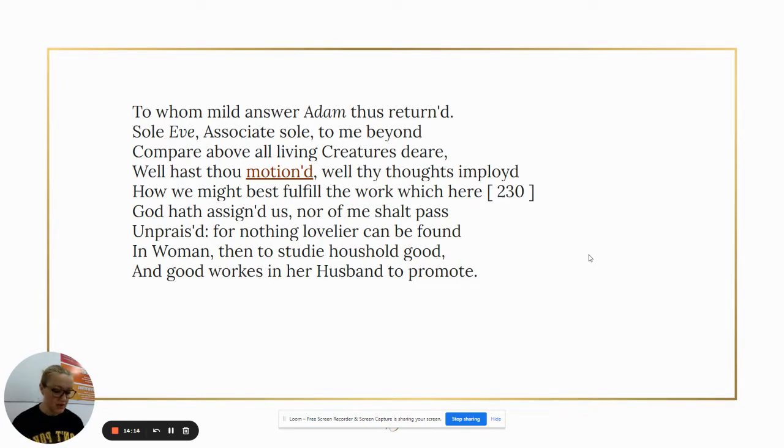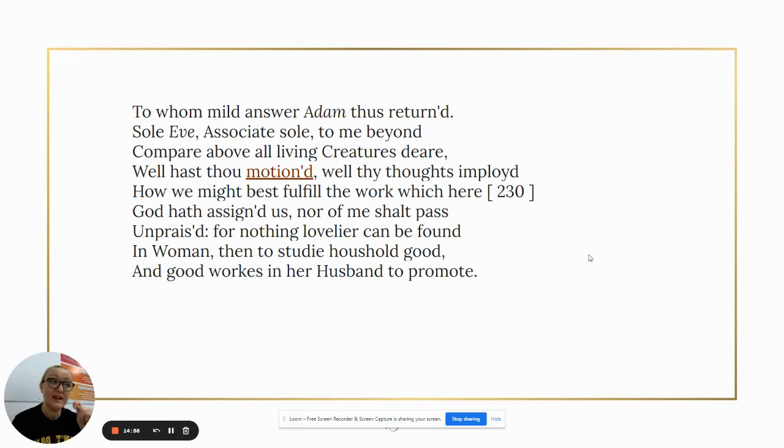What I want to draw attention to as we go on here is how the way that Adam talks to Eve is going to change. Here, at first, he's giving a mild answer, right? Sole Eve, he calls her, associate sole, to me beyond compare, above all living creatures dear. Well hast thou motioned. You know what, Eve, my beautiful one, my creature, my love, you make a good point. But you see, the thing is, the best work that a woman can do is to study household good, and good works in her husband to promote.